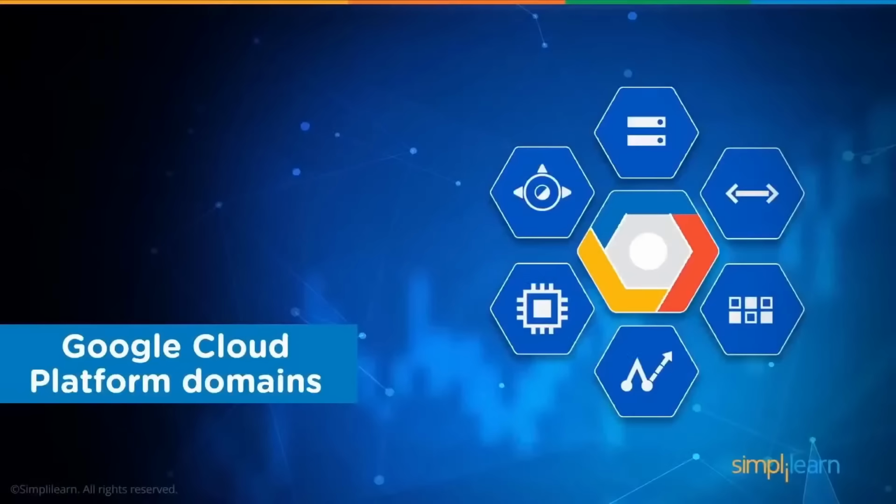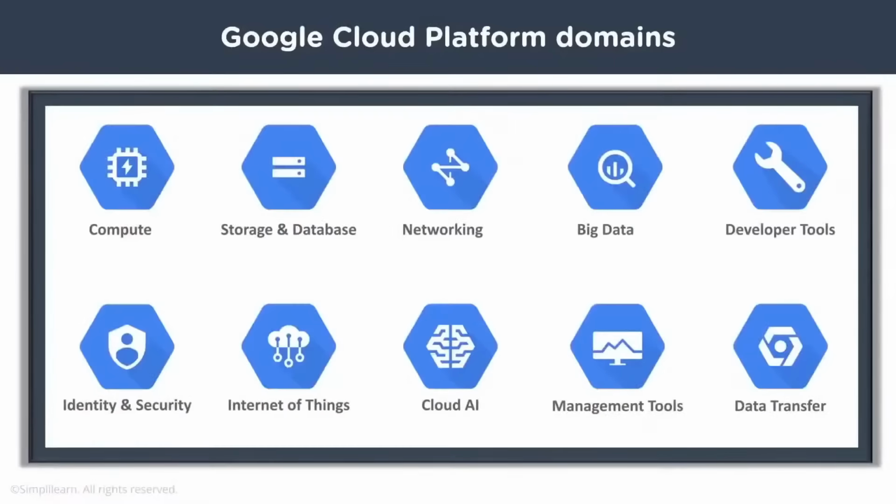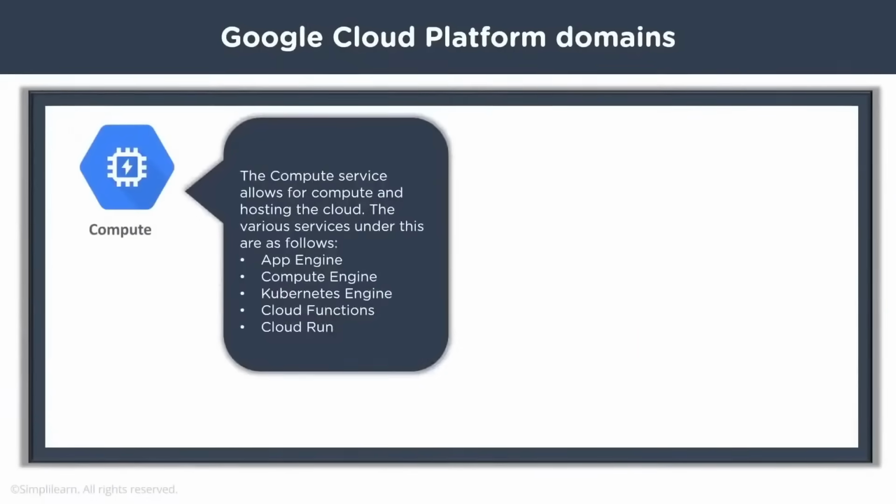Now, when we talk about Google Cloud Platform domains, we can break down these services into specifics. Such as compute. The compute service allows for computing and hosting in the cloud. When you talk about computing, there are different services such as App Engine, Compute Engine, Kubernetes, Cloud Functions, and Cloud Run.